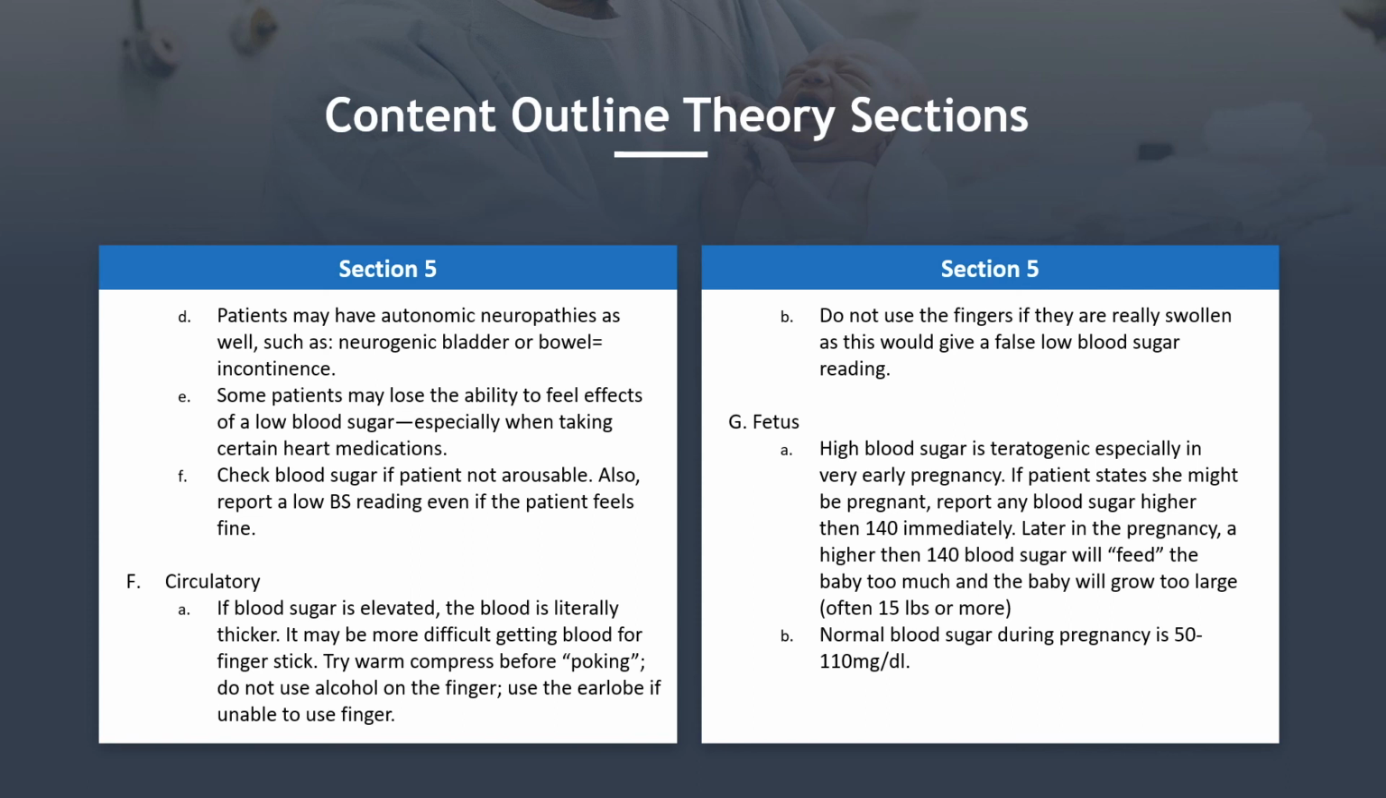G. Fetus. High blood sugar is teratogenic, especially in very early pregnancy. If patient states she might be pregnant, report any blood sugar higher than 140 immediately. Later in pregnancy, a higher than 140 blood sugar will feed the baby too much, and the baby will grow too large, often 15 pounds or more. Normal blood sugar during pregnancy is 50 to 110 milligrams per deciliter.